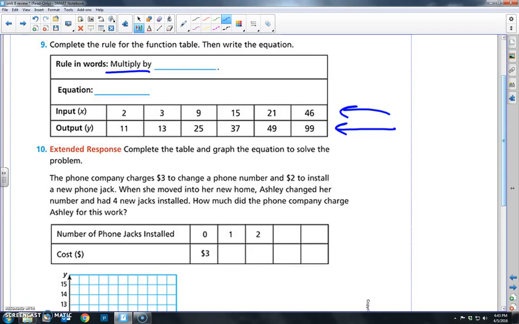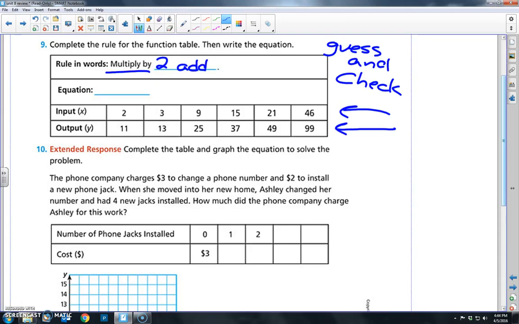If we multiply by 2, 2 times 2 is 4. Nope. 3 times 2 is 6. Nope. 9 times 2, nope. So maybe it's not 2, or maybe we need to add something. I guess for this, you might have to guess and check. You might have to plug numbers in and see if they work. Okay, so if we multiply by 2 and add, I don't know.